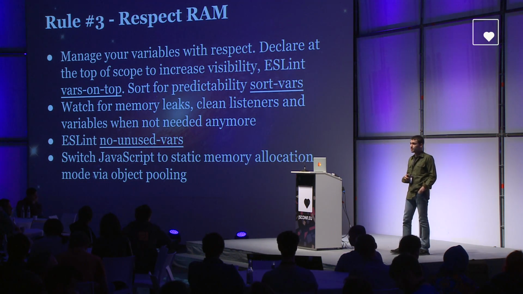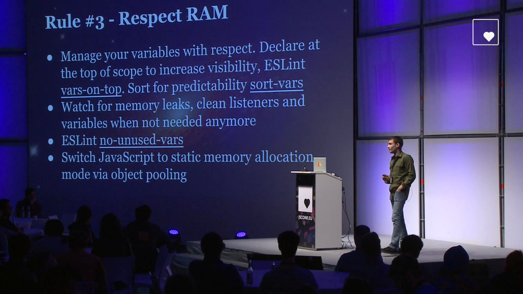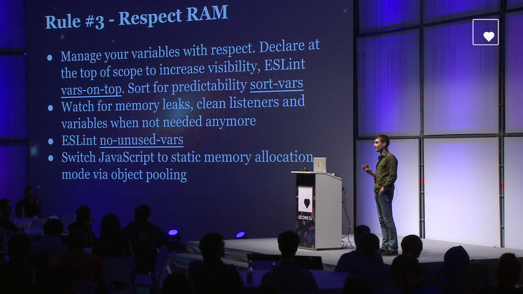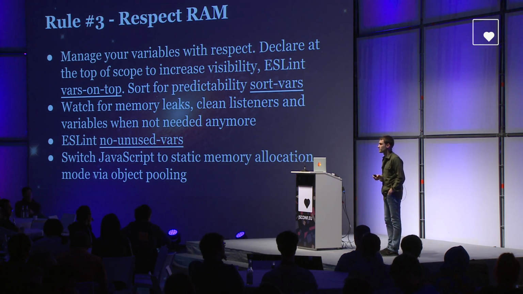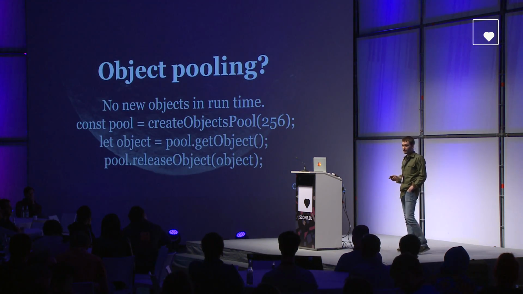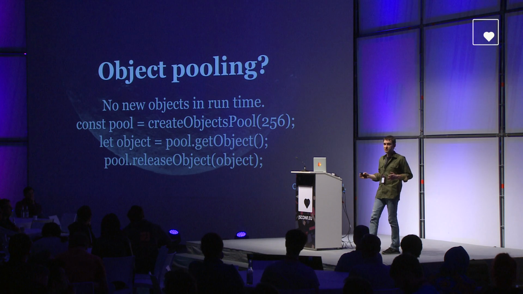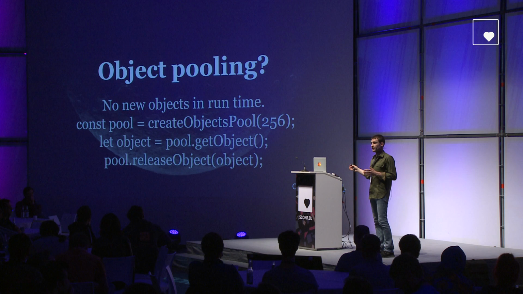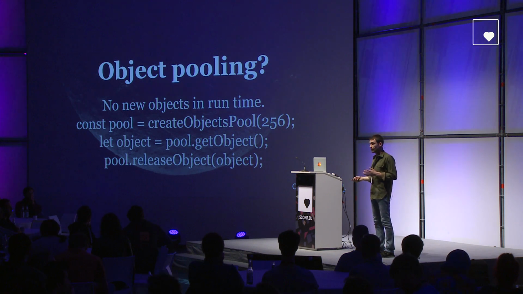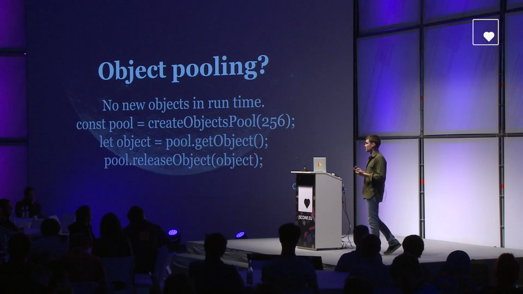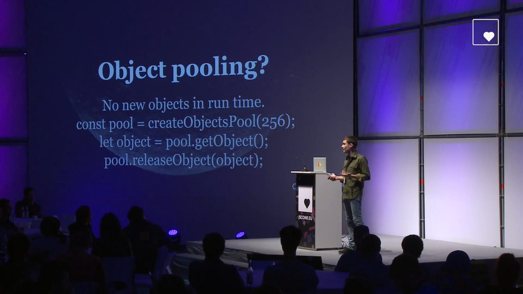So switch JavaScript to static memory allocation mode with object pooling. I think some of you know there is an option to have less memory allocation during runtime by using object pooling. How does it look? You create a set of objects initially when your application starts, for example 256 objects. Then you have a function to get an object from the pool and then to put it back, to release the object. You always reuse these 256 objects, so there is less memory allocation. Of course, it's not static, right? But at least you tried.